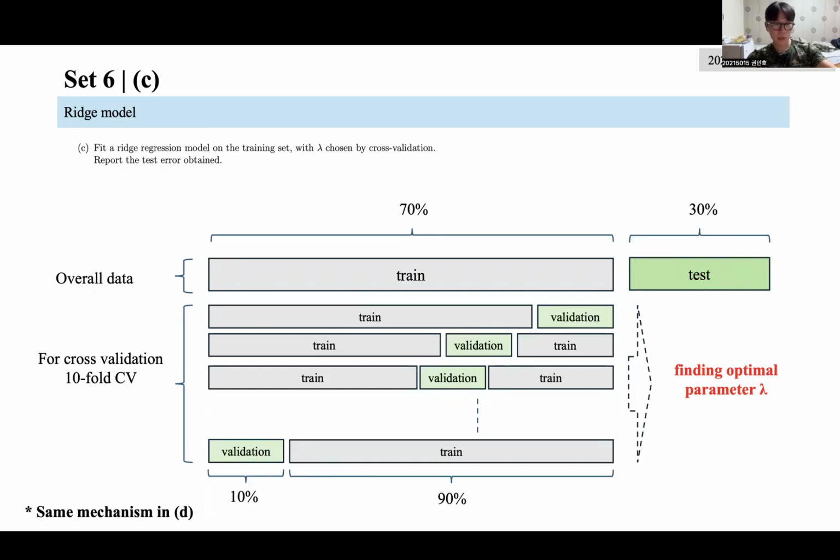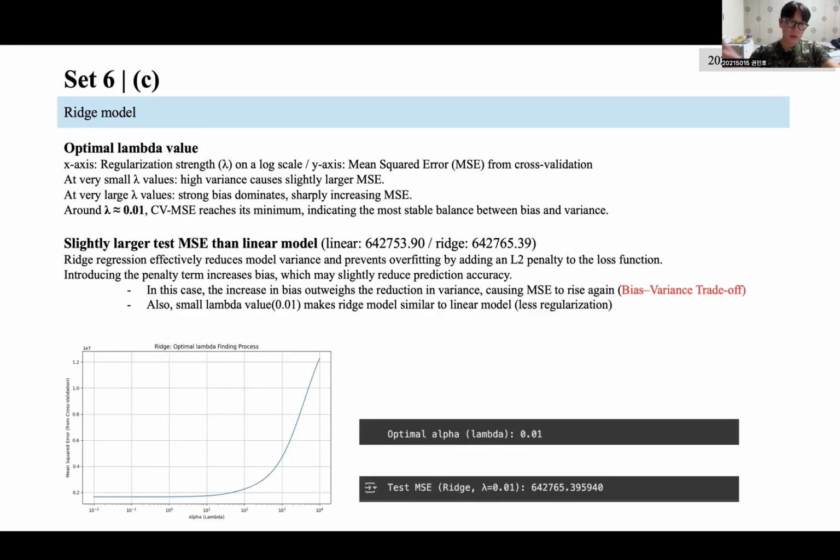This is the diagram of cross-validation used in Ridge and Lasso regression. Here you can see the cross-validation results for Ridge regression. The x-axis shows lambda, the regularization strength on a log scale, and the y-axis shows the MSE from cross-validation. When lambda is very small, the model has high variance, leading to slightly larger MSE. When lambda becomes too large, bias dominates and the MSE rises sharply. Around lambda is 0.01, the CV MSE reaches its minimum. This point gives the most stable balance between bias and variance.